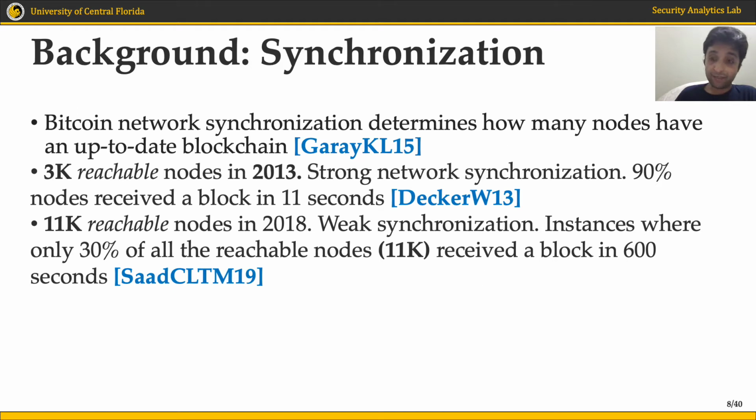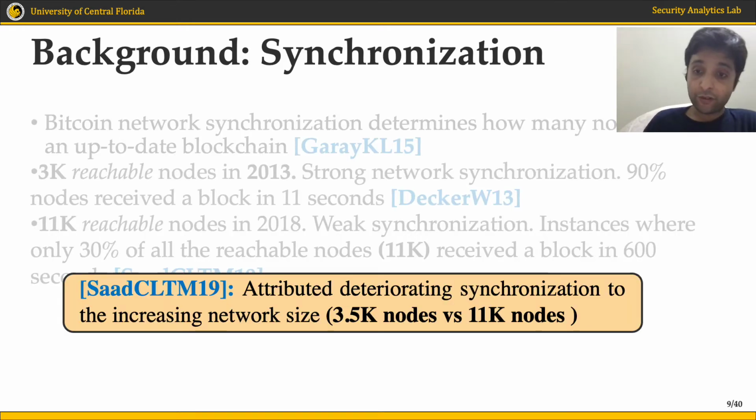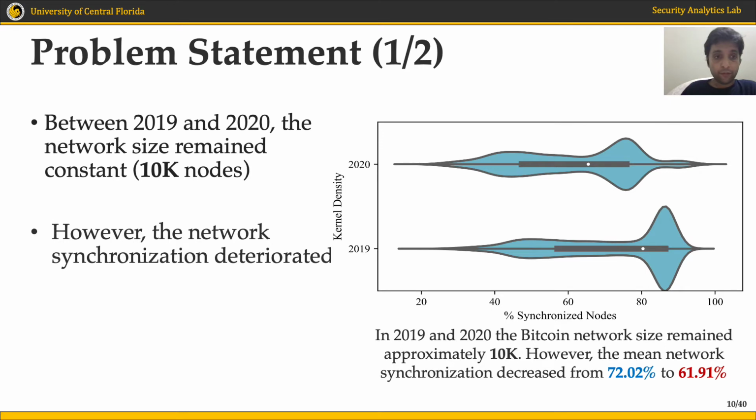that appeared in ICDCS 2019, we showed that there was a deterioration in synchronization, and we found instances where only 30% of the reachable nodes received a block in 600 seconds. Intuitively, we attributed deteriorating synchronization to the increasing network size. However, recent data from 2019 and 2020 contradicts that assumption, where we found that while the network size remained constant, approximately 10,000 nodes, the network synchronization deteriorated from 72% to 62%.